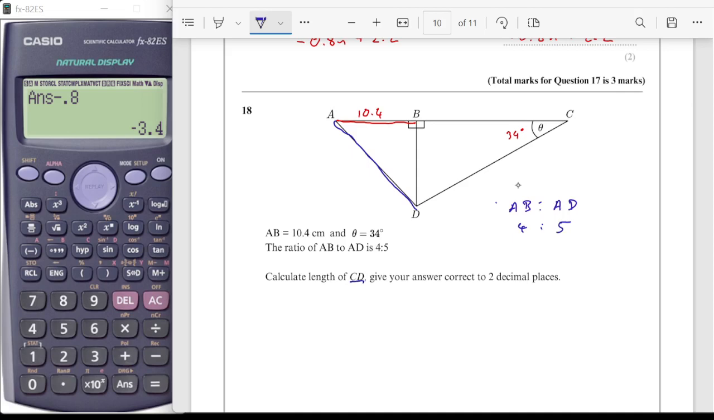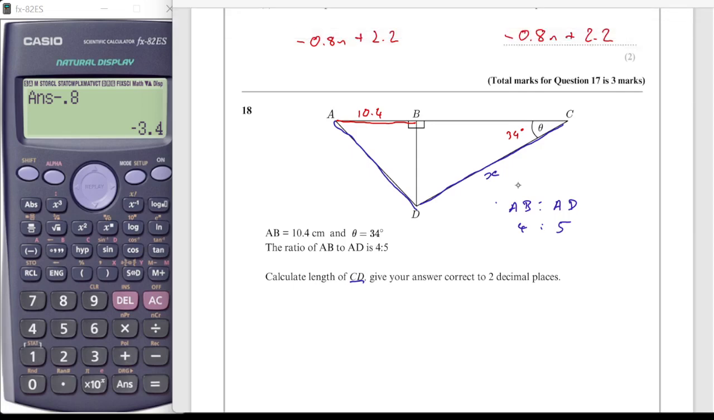Give your answer of C, find out the value of CD, so I'm going to call that X for now. Giving your answer to 2 decimal places. So a bit of forward planning here. I'm going to use my ratios to work out this length here, and then from there I'm going to use Pythagoras to work out that length there, so I'll call that Y. So first thing I'm going to work out is AD.